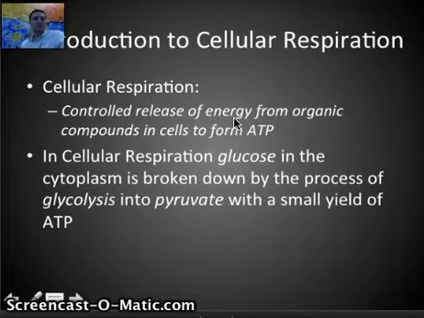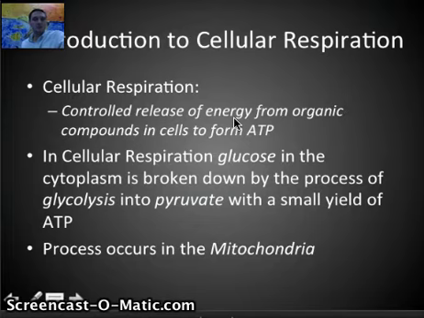In cellular respiration, glucose in the cytoplasm is broken down by the process of glycolysis, which we'll look at today, into a molecule called pyruvate. And this process has a very small yield of ATP. The overall process of cellular respiration produces lots of ATP, but this first portion, called glycolysis, produces only a small yield. The first process of glycolysis actually occurs in the cytoplasm, but the overall process of cellular respiration and the production of most of the ATP occurs in the mitochondria.